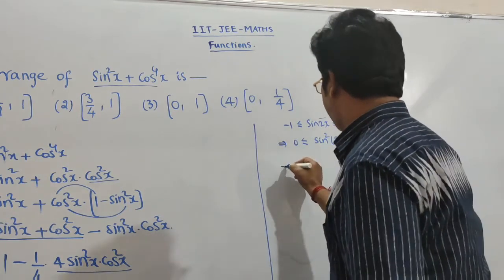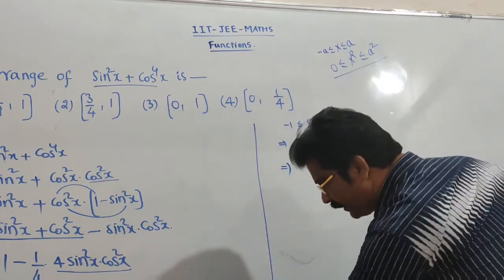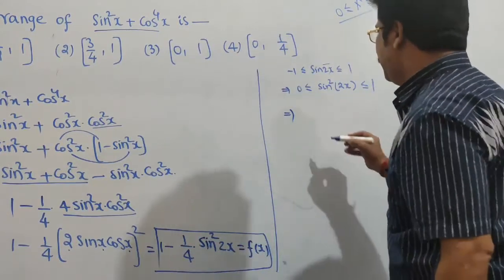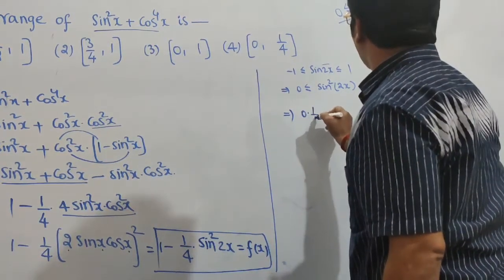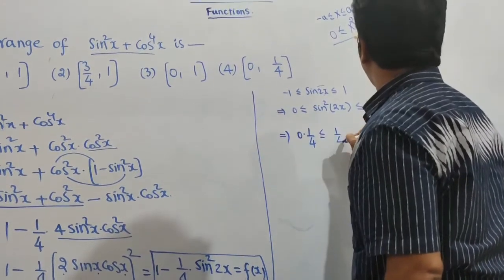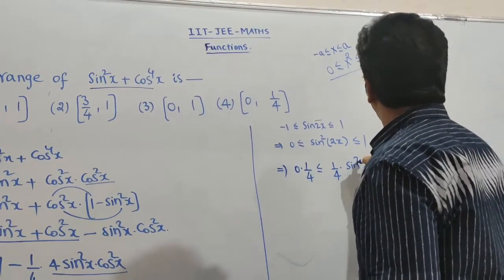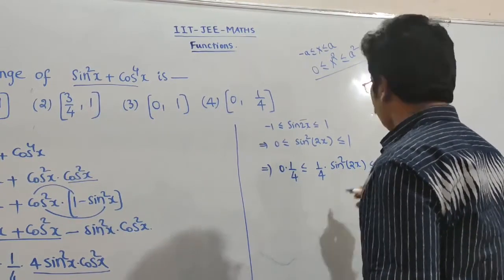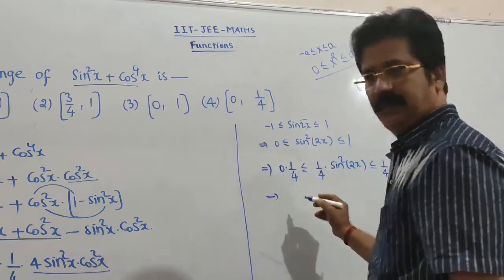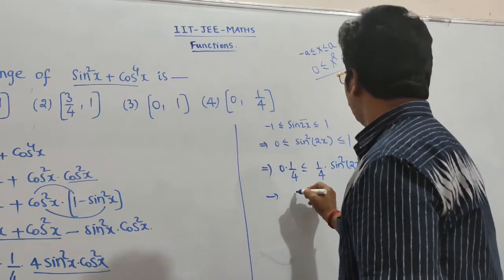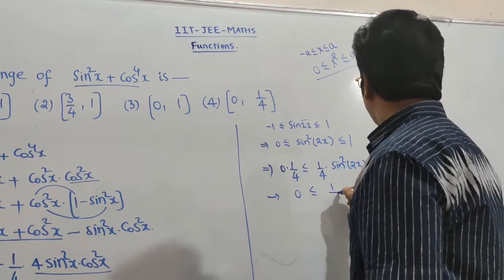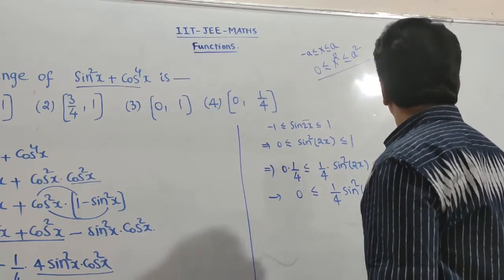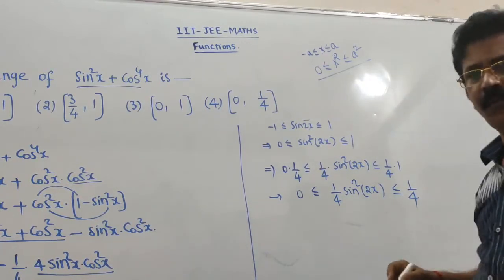So therefore here after sine square of 2x, the multiple will be 1 by 4. Therefore, let us multiply with 1 by 4 throughout the inequality. 1 by 4 into sine square of 2x is less than or equal to 1 by 4 into 1. Thus, 0 into finite value 1 by 4, 0 is less than or equal to 1 by 4 sine square of 2x less than or equal to 1 by 4.